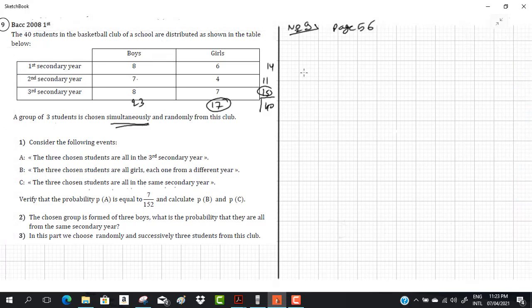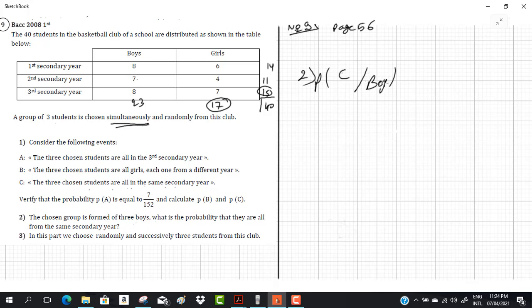Part 2: the chosen group is formed of 3 boys. What's the probability that they are all of the same secondary? That is C knowing B. Always, when a sentence comes before the "calculate the probability", it is a conditional probability and that sentence is the condition. The 3 students are all boys, knowing boys.